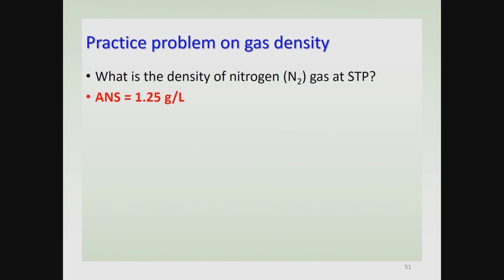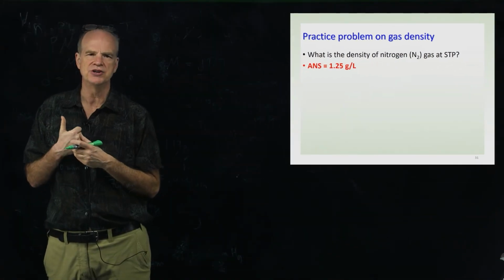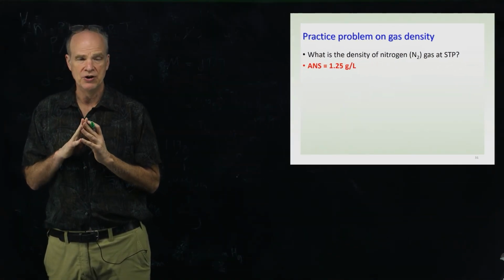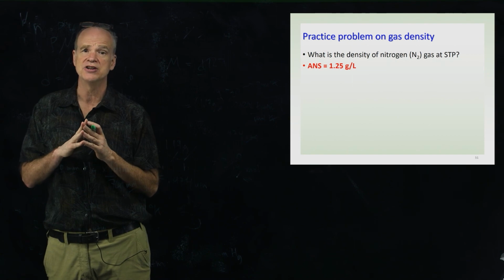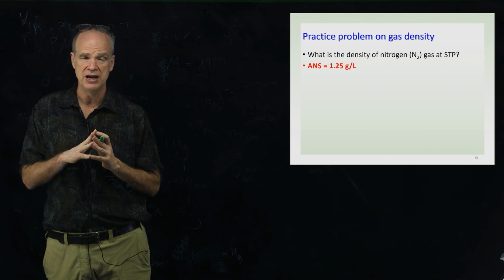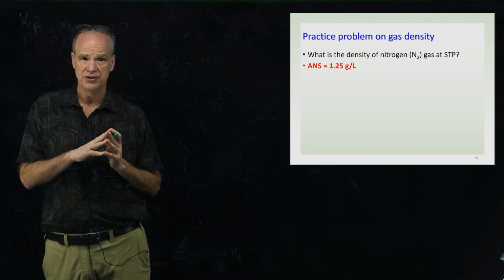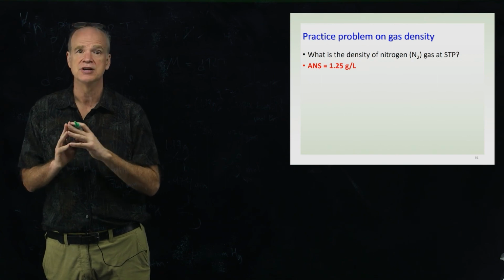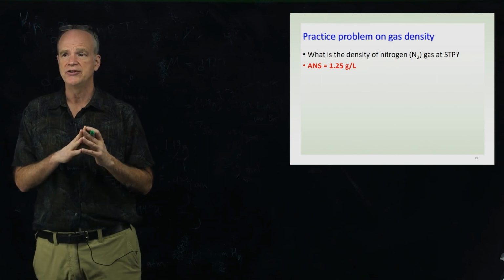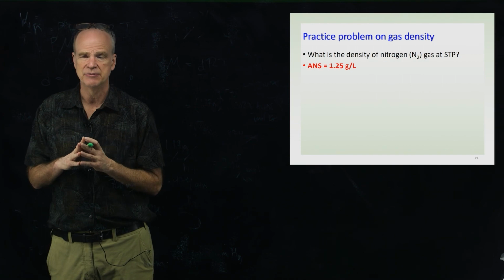Okay, so we're going to do one more problem using this equation. This is a kind of neat problem because what you can see is we don't have a lot of numerical information here, and yet we can use this equation and the conditions of standard temperature and pressure and still get an answer. So what is the density of nitrogen gas at standard temperature and pressure?